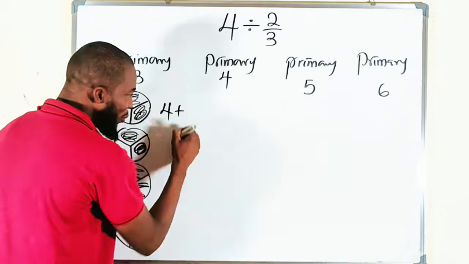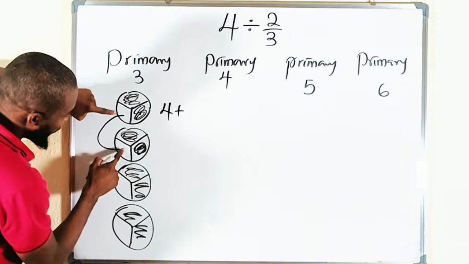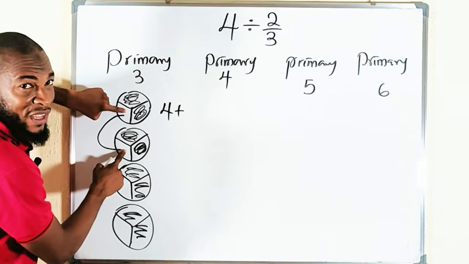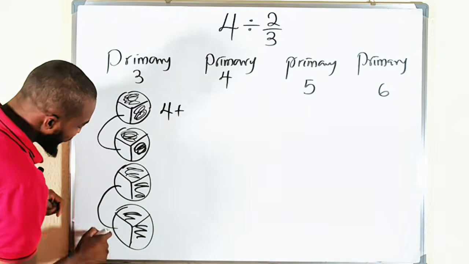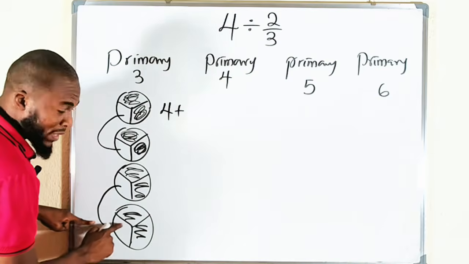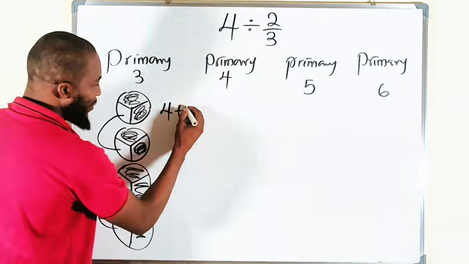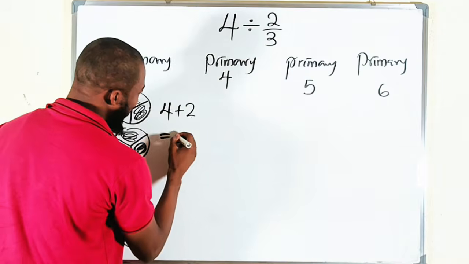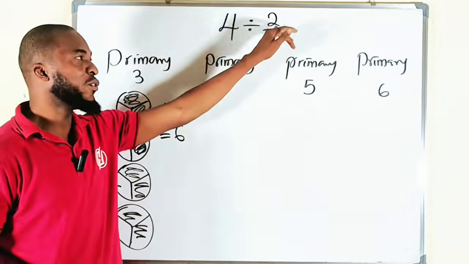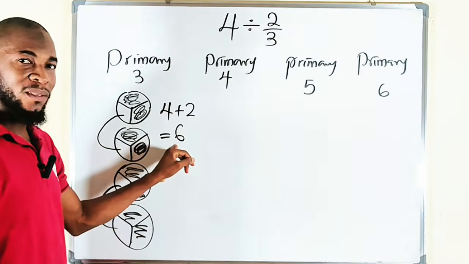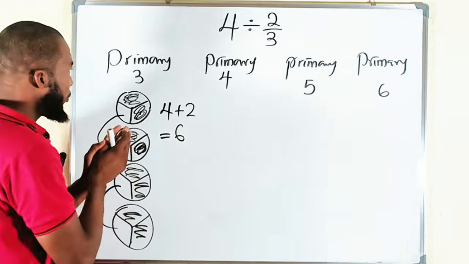But we still have some portion left. If you take this piece that is left and connect it with this remaining piece, you're going to get another complete 2/3. So one friend will take this piece, another friend will take this piece, 2 of them. You see, 2 plus 4 is equal to 6, which means that 4 divided by 2 over 3 is 6. This is how I believe it should be taught in primary 3.